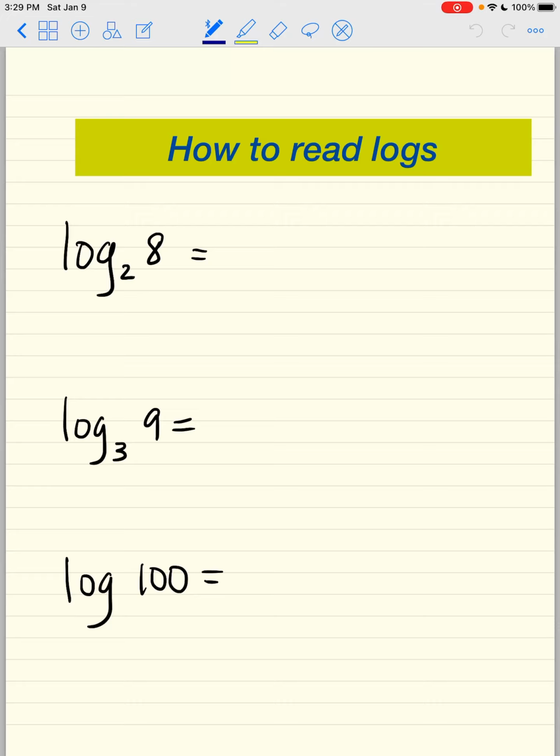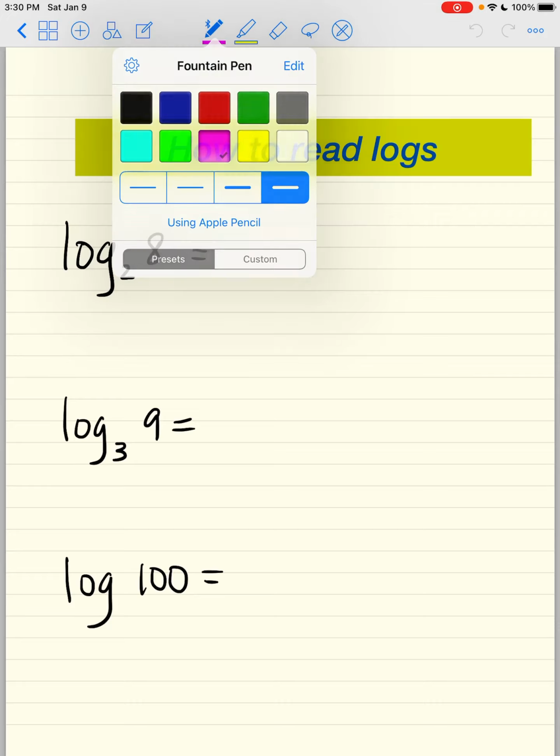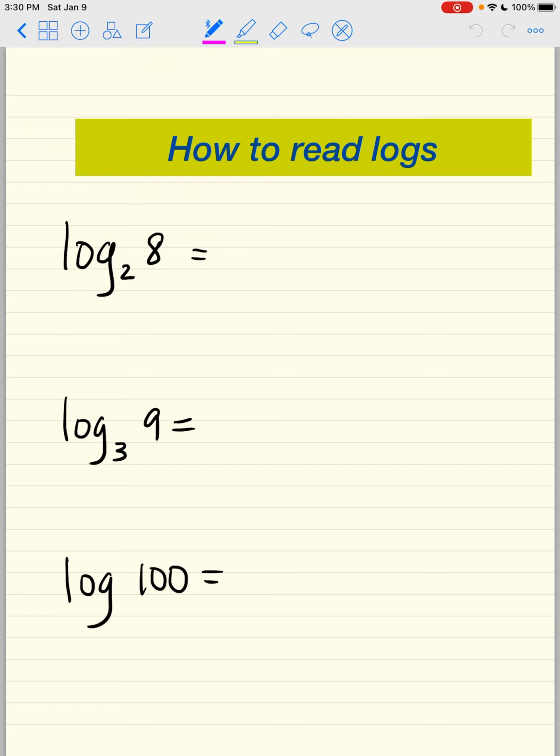Okay, so the way that we read this is log base 2 of 8 is equal to some number. I will call that number n for number. The way that you should read it is 2 to what power makes 8? 2 to what power makes this number next to it? 2 to what power makes 8? 3.